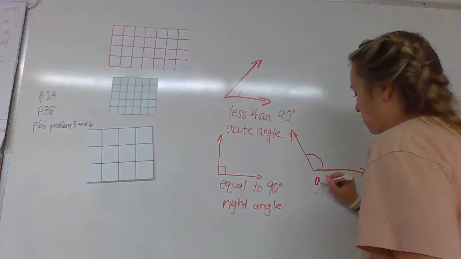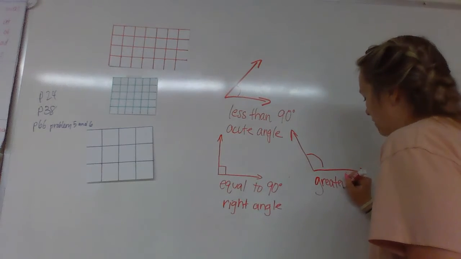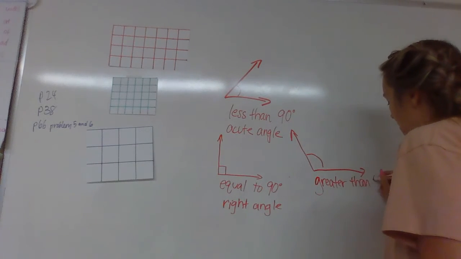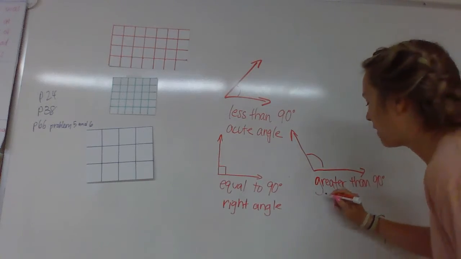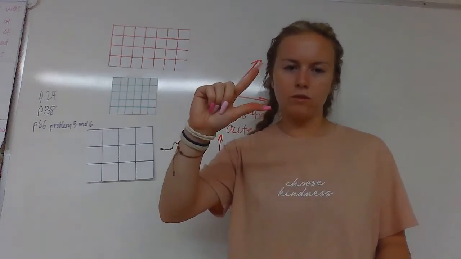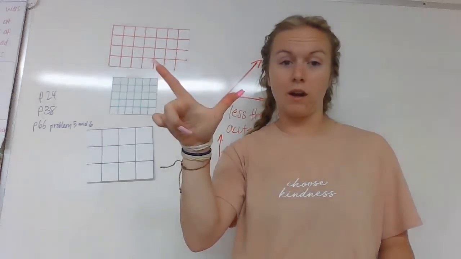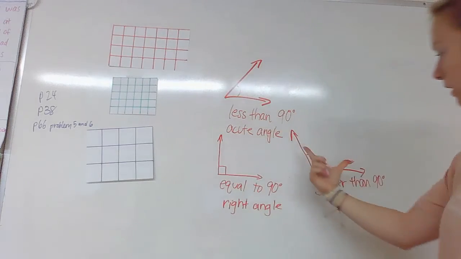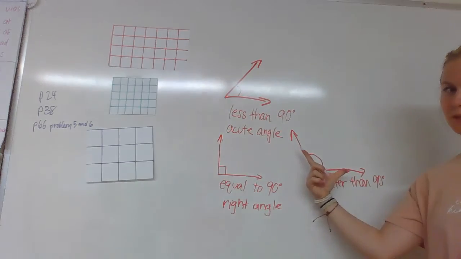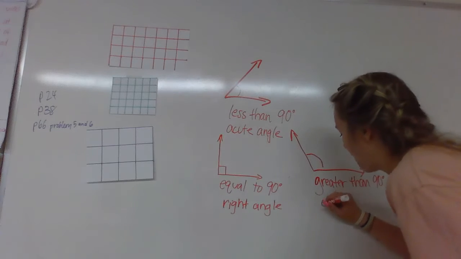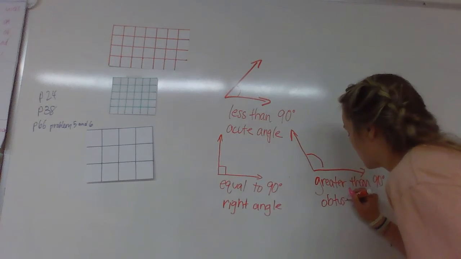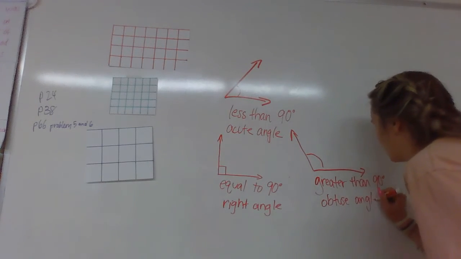So I'm going to say greater than 90 degrees. And that would be an acute, or a right, or an obtuse angle. We can literally look at it. Does it match my obtuse angle? Yes, it does. It's an obtuse angle.